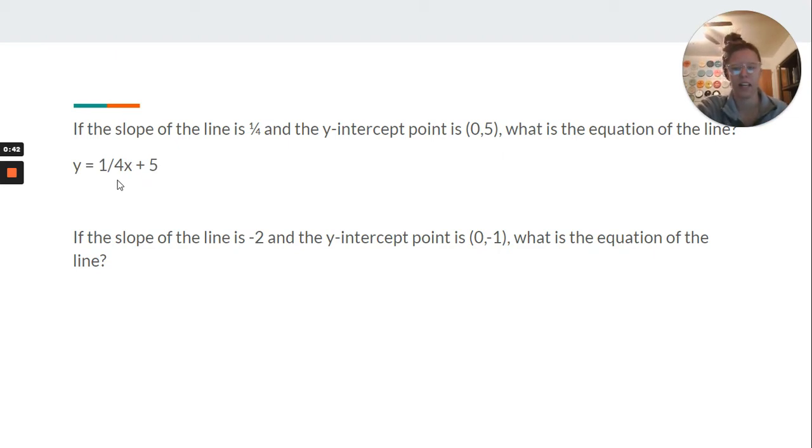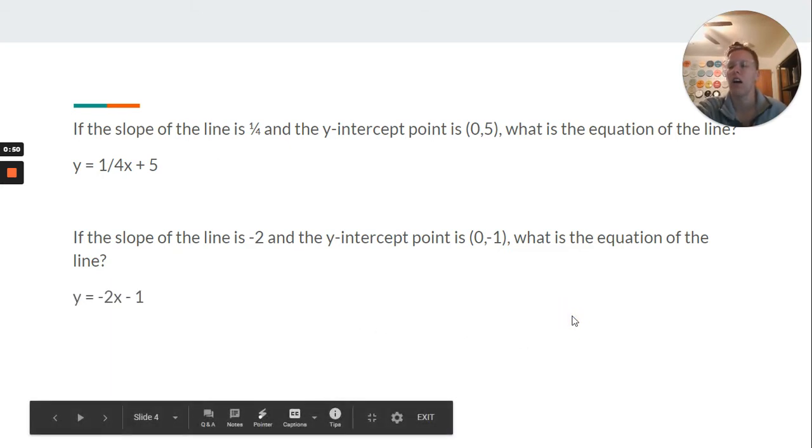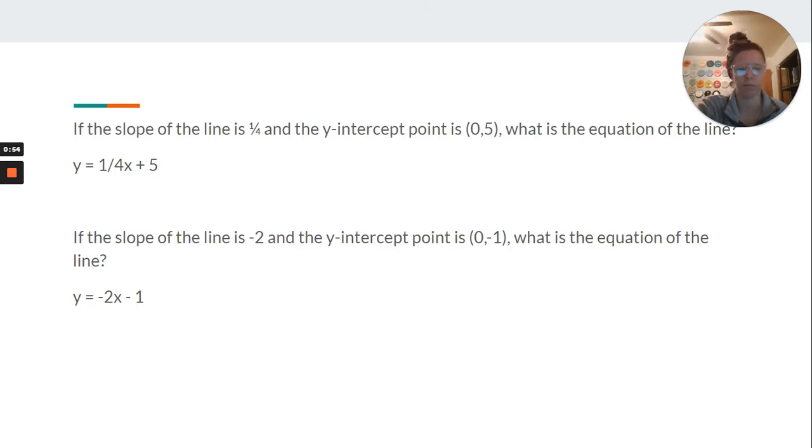Okay. Next one, if the slope of the line is -2 and the y-intercept point is (0, -1), what is the equation of the line? So again, y equals -2x minus 1. Okay.